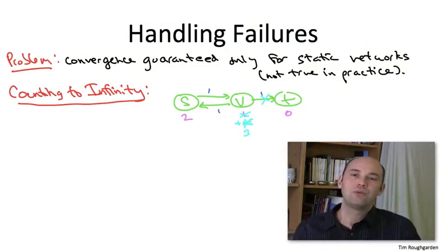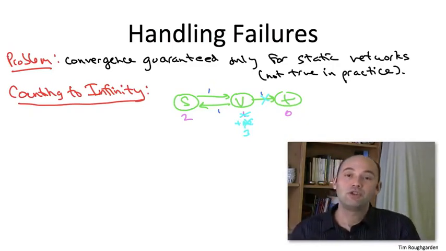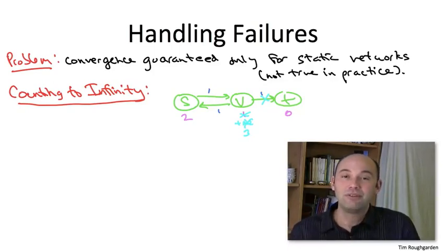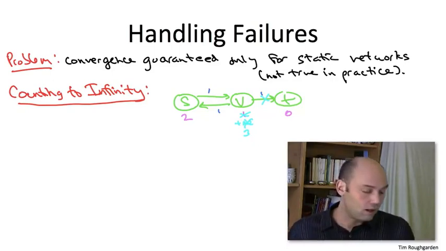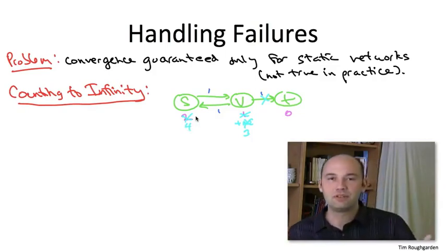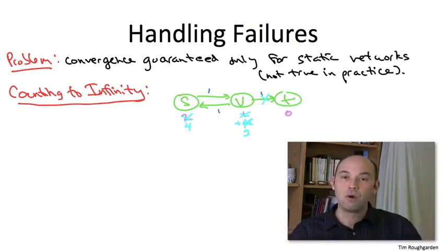Where does the name counting to infinity come from? Well, you can imagine that for some implementations of this protocol, S would then say, oh boy, okay, V just revised its shortest path estimate to T to be 3. My next hop was to V, so if V takes 2 longer to get to T, then I'm going to take 2 longer to get to T as well. So at that point, S updates its shortest path distance to be 4. And now this keeps going on. At this point, V says, oh, well, if S is going to take 2 longer to get to T, I was depending on S, so I have to go up by 2, and then S goes up by 2, and V goes up by 2, and so on forevermore.